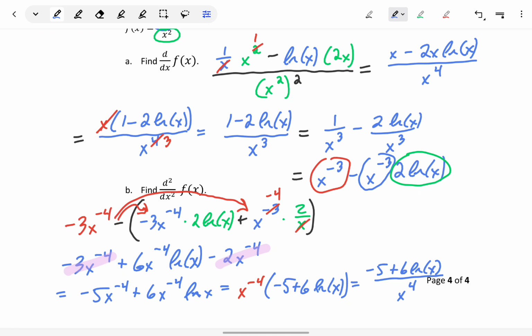Or from the very beginning, we could have just applied the quotient rule, just to show you that there are alternate methods to get to the same result.